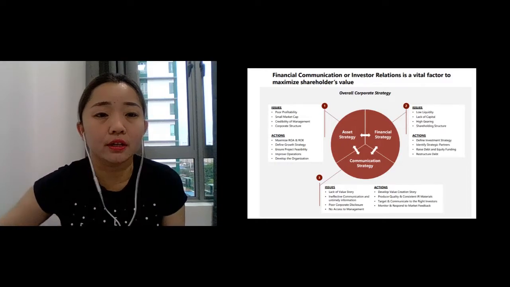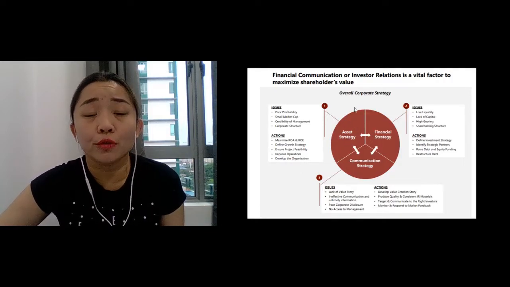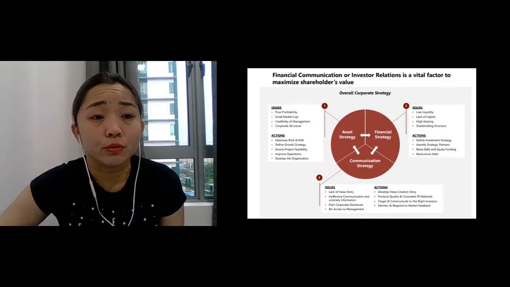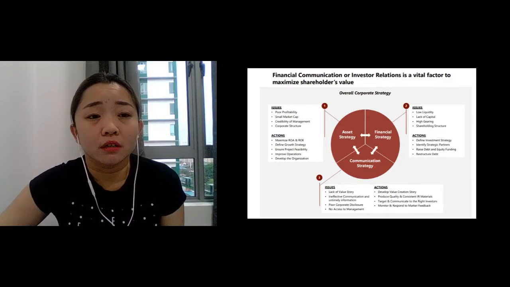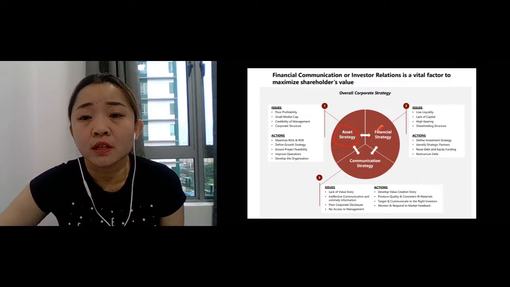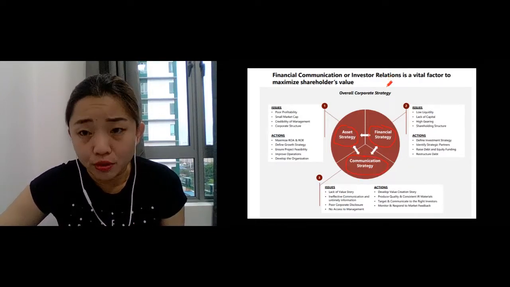If you look at the chart that I'm showing you guys here, there are 3 overall corporate strategies that you can see on your screen right now. Firstly is the asset strategy, and then you have the financial strategy, and then you have the communication strategy. Okay, now these 3 things sum up the overall corporate strategy.